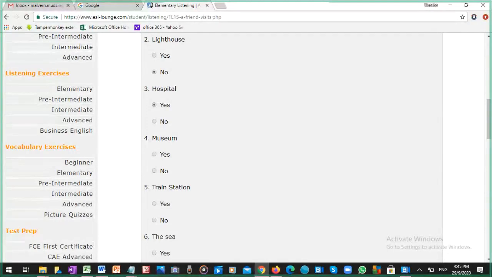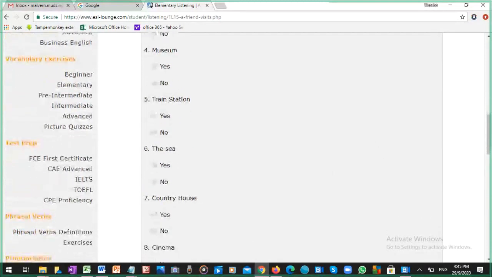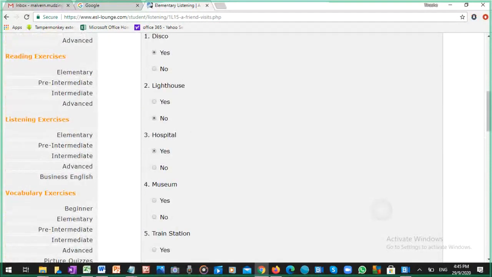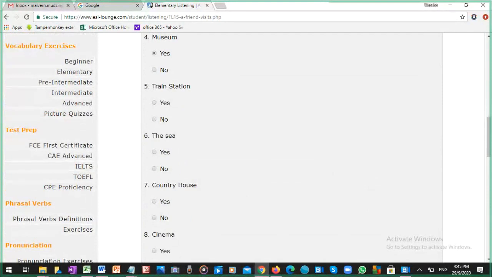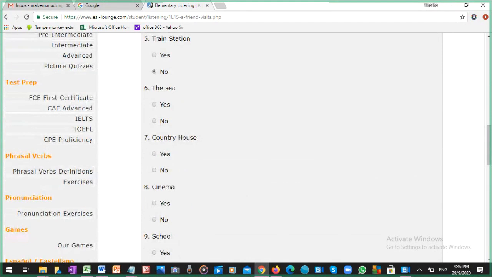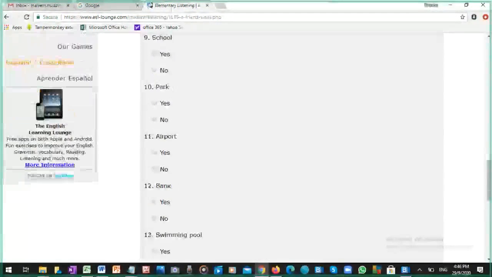A museum. Train station. The sea. No. It's a yes for this one because she mentioned that they will go to London and they will also go to see the sea. Is that okay? Oh, wow, there's a mini, okay.